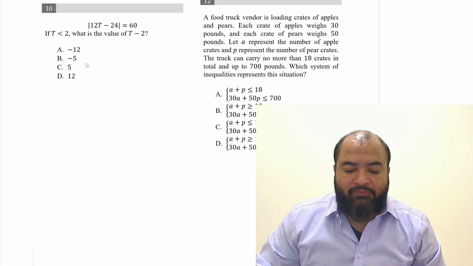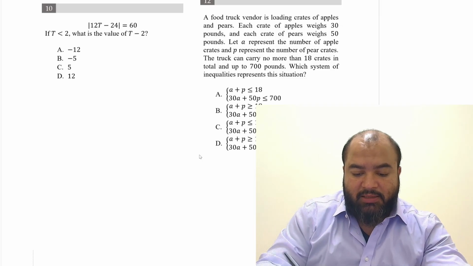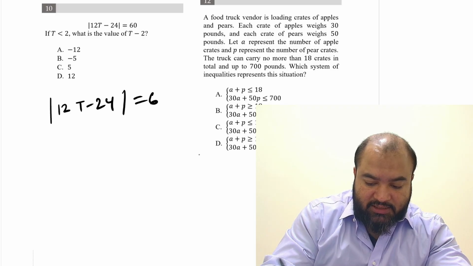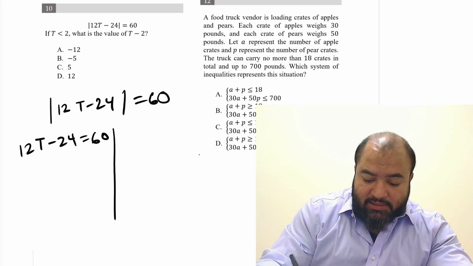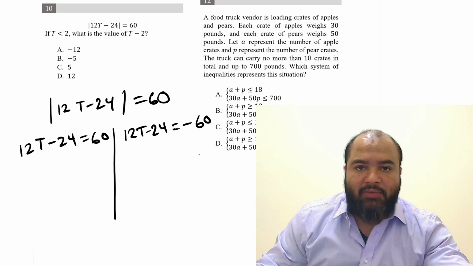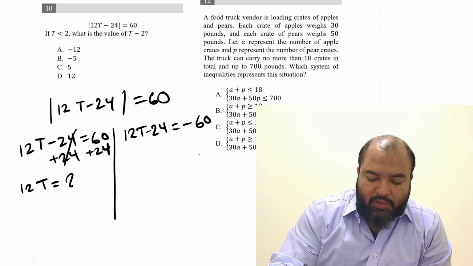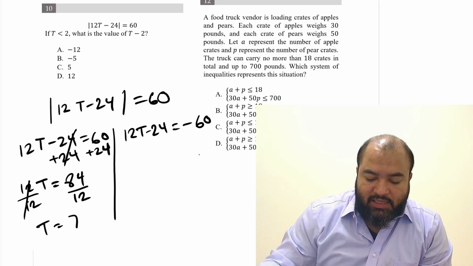Number 10 is an absolute value equation. For these, you can use Desmos, but these are easy ones. So what you can say, |12t minus 24| is equal to 60, right? So you can write 12t minus 24 equal to 60 as it is, or 12t minus 24 is equal to negative 60. Remember, absolute value can be negative as well. Now you do plus 24, so 12t equal to 84. Now divide by 12. So t, I believe, is 7.